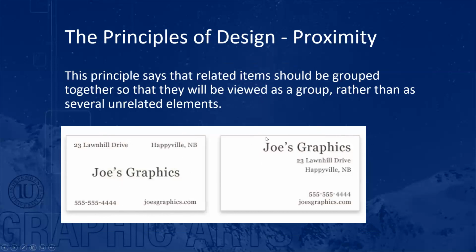By right aligning these items and grouping them together in the way that we have here, we have Joe's Graphics. Automatically, you see the address, and those two items are grouped together, so your eye is going to put those two together. A little bit of space makes the card a little bit more interesting. And then you have the phone number and the website here. So even though we have a lot of empty space right here, it doesn't look off balance because of the layout.